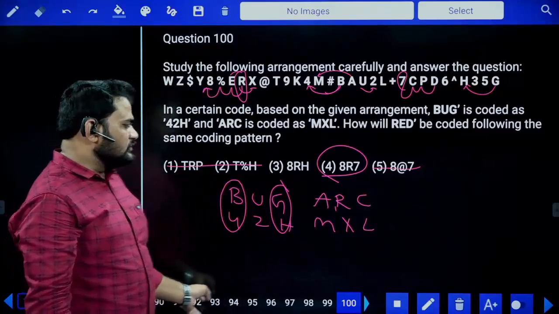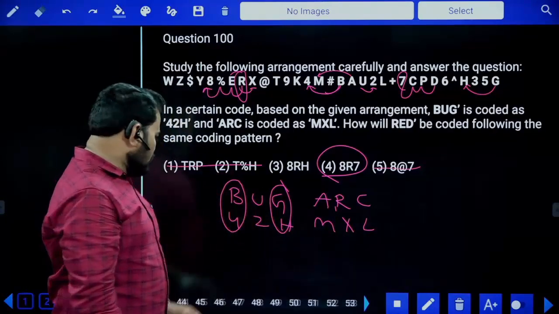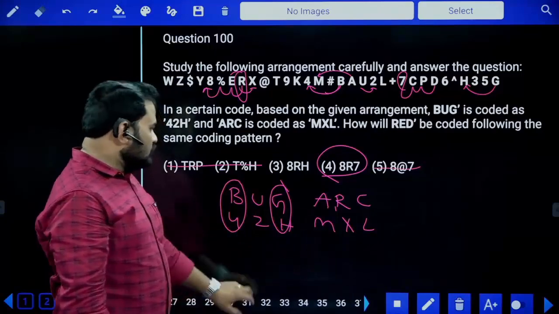So these are the questions related to reasoning. Let's move on to the number series questions. I think they are from question number 31.